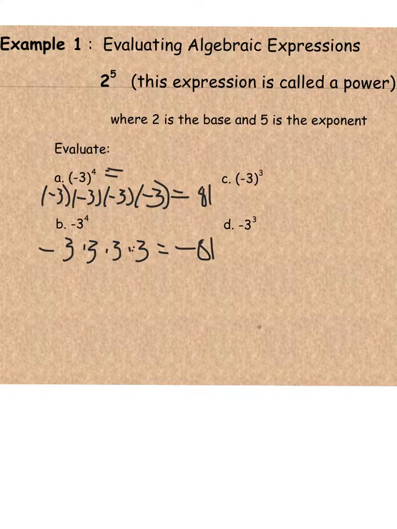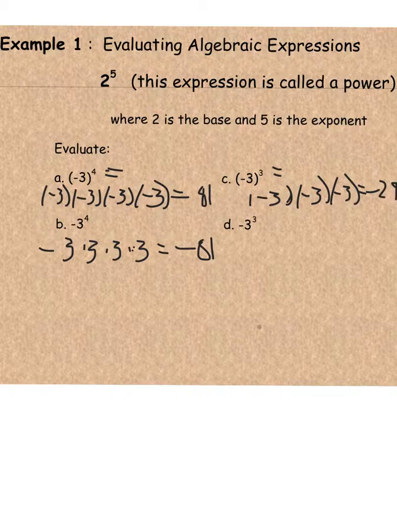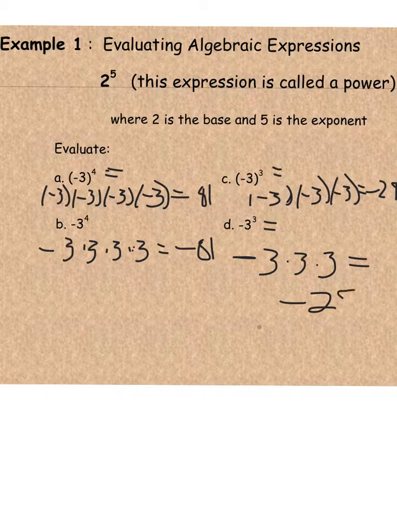So you can see that it makes a difference whether the negative sign is inside the parentheses or outside of the parentheses. If we look at examples C and D, we have the same idea here. However, notice that the exponent is odd. So if I multiply the quantity -3 times -3 times -3, that's going to give me a -27. And if I look at the negative sign not in the parentheses, that also gives me a -27 for my answer.